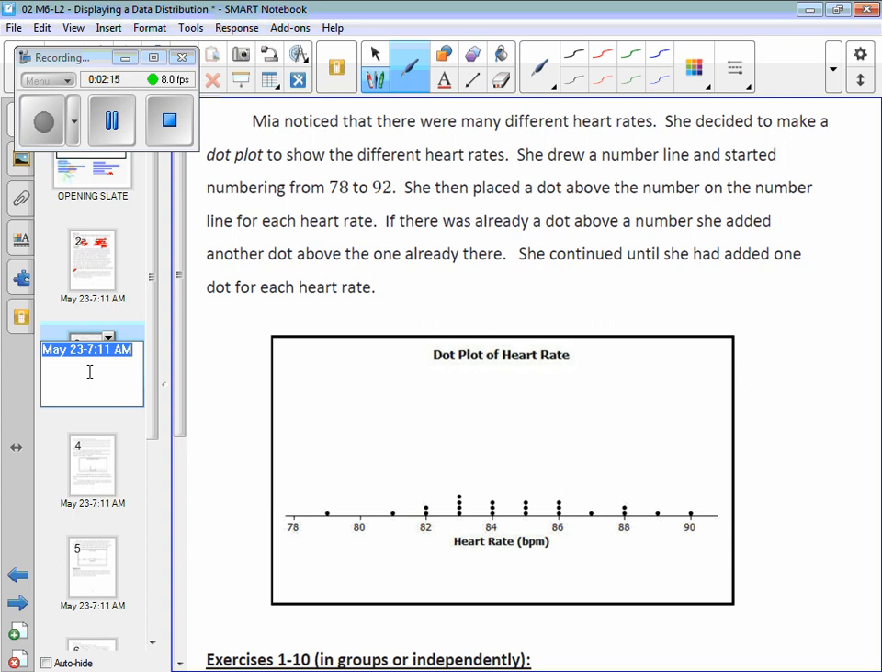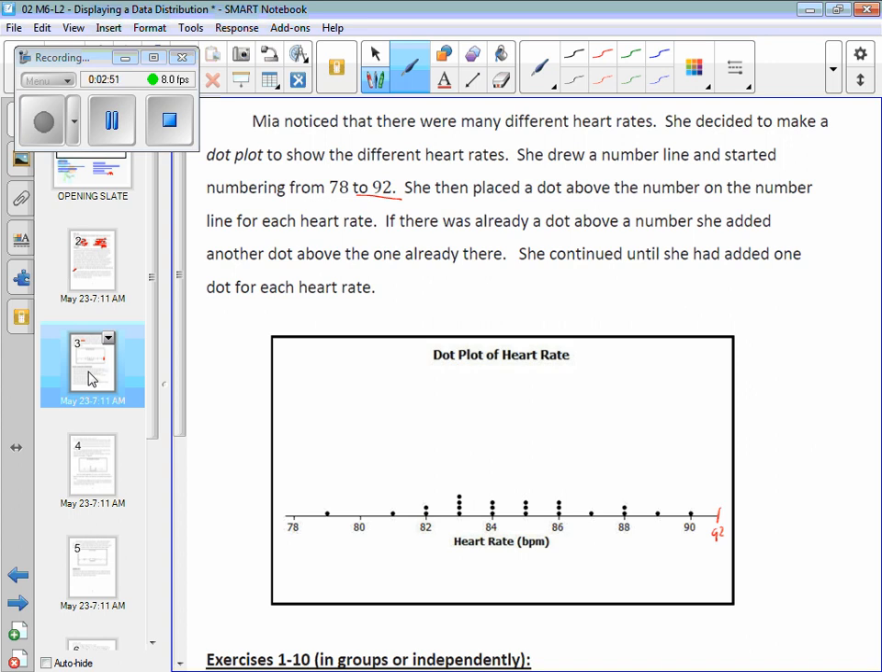Now you'll notice nobody had one at 78. So when you make these, start with a value that's slightly lower than the lowest heart rate or data point, and make sure that it includes the last data point. And you can even go to 92 if you wanted to. She drew a number line, and she actually did, but it didn't print out because it says she numbered from 78 to 92, but it didn't show up when they copied and pasted this into the smartboard.